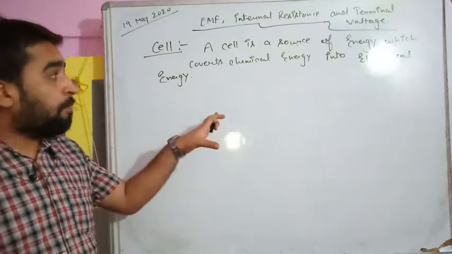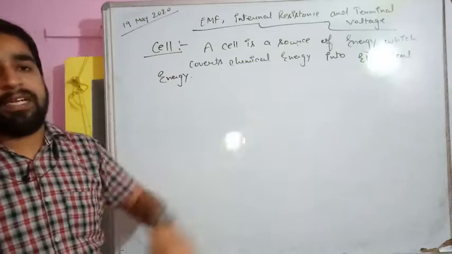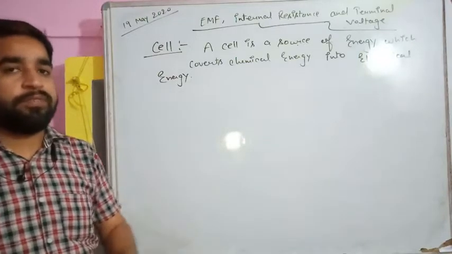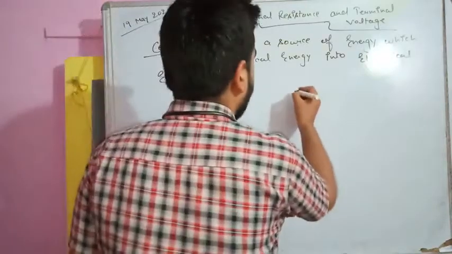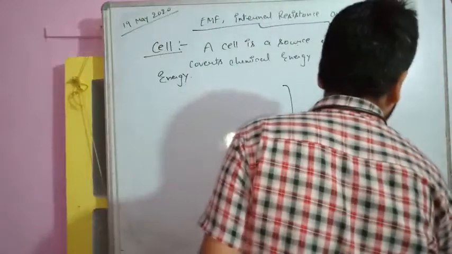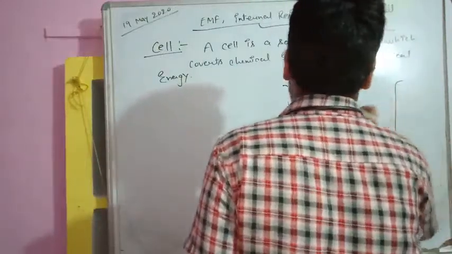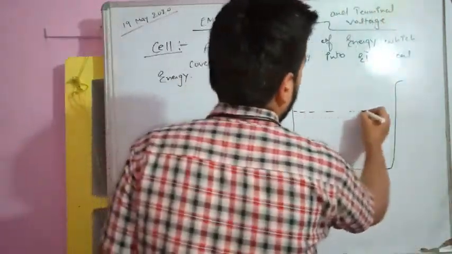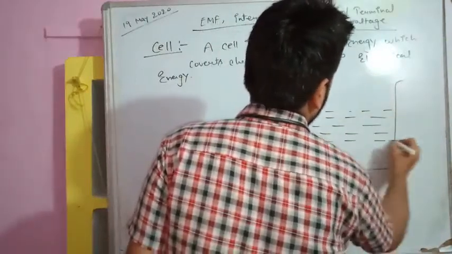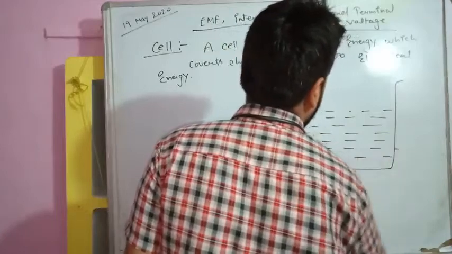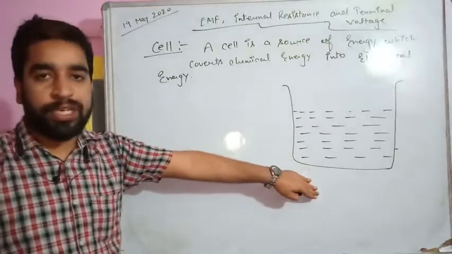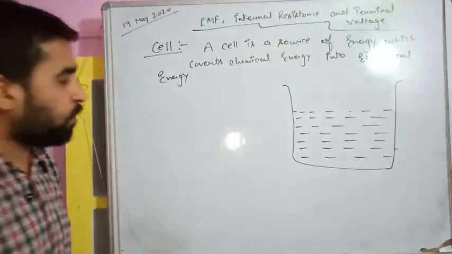But we are not aware of how this process occurs. So it is very important to understand how this process occurs. So let us consider a cell. I have drawn a cell, and inside a cell, what is the picture inside a cell? So the answer is the cell is filled with a solution, and that solution is known as electrolyte. Inside the cell there is a solution, and that solution is known as electrolyte.